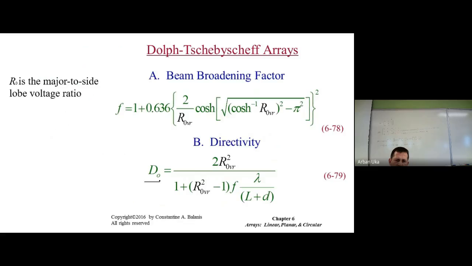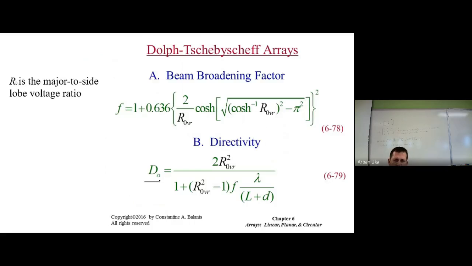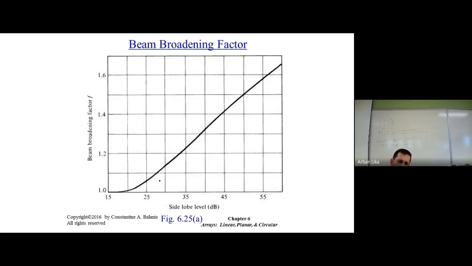Now, and then the beam broadening. Now, this beam broadening factor, which is this little f here, we can plot the graph of how the f varies as a function of side lobe level. So it is clear that for many antennas, the ratio between the major lobe and the minor lobes is very important.